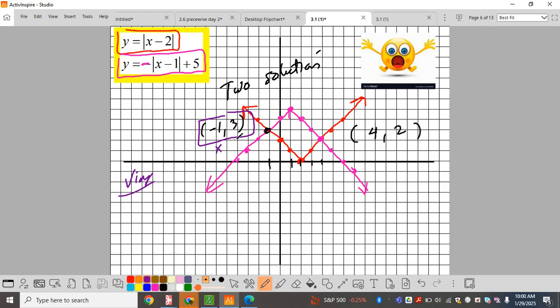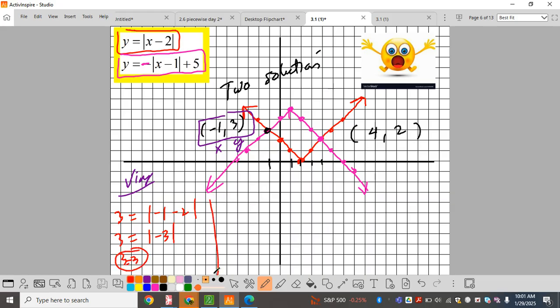So this is my x, this is my y. You can plug it into any of these equations. Let's drag it to the red one. So 3 is equal to the absolute value of negative 1 minus 2. 3 is equal to the absolute value of negative 3. 3 is equal to 3.